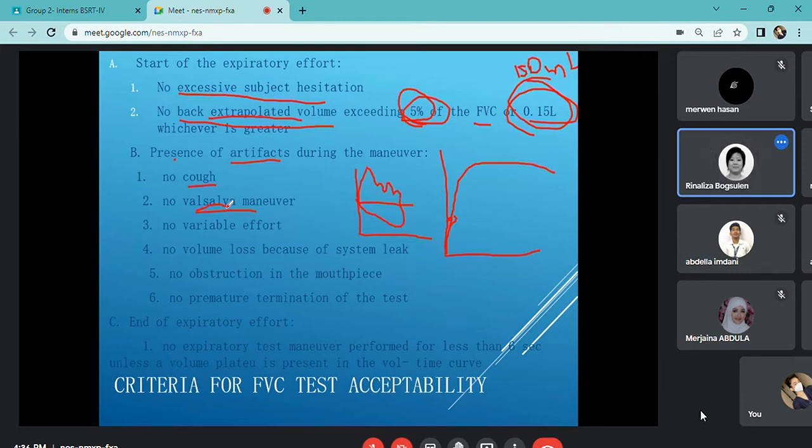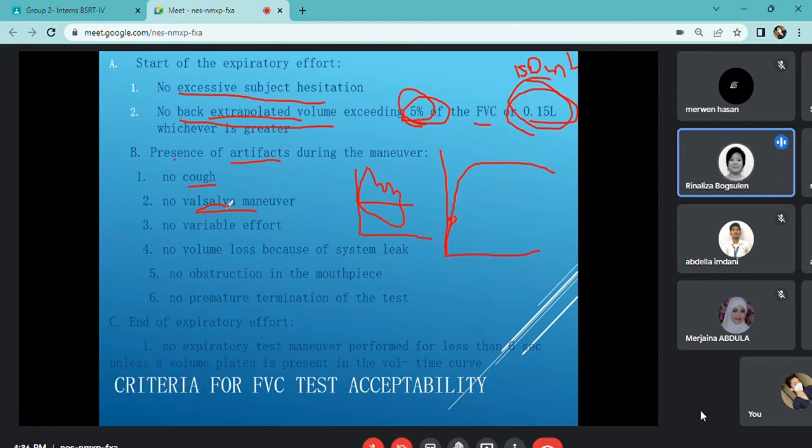O kaya, ganyan yung itsura niya, instead of exhalation, and then blow, tapos ganyan, diretso. Tapos inhale deep, wala yung ganito niya. So that is an example of your system leak.